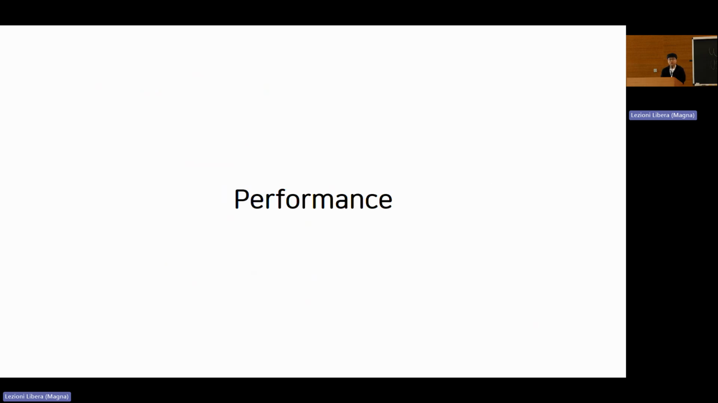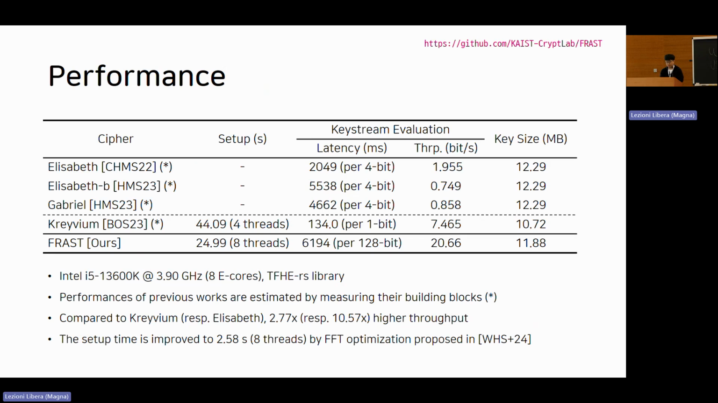Finally, we evaluated our cipher Prost using FHE and compared the performance with previous works. For the previous works, we estimate their performance by measuring their building blocks. For example, measuring the PBS time under their parameters and multiplying it by the number of PBS required for those ciphers. So you can find that our cipher Prost has higher latency for generating one keystream block, but its throughput is higher because the keystream block size is much larger than the other ciphers.